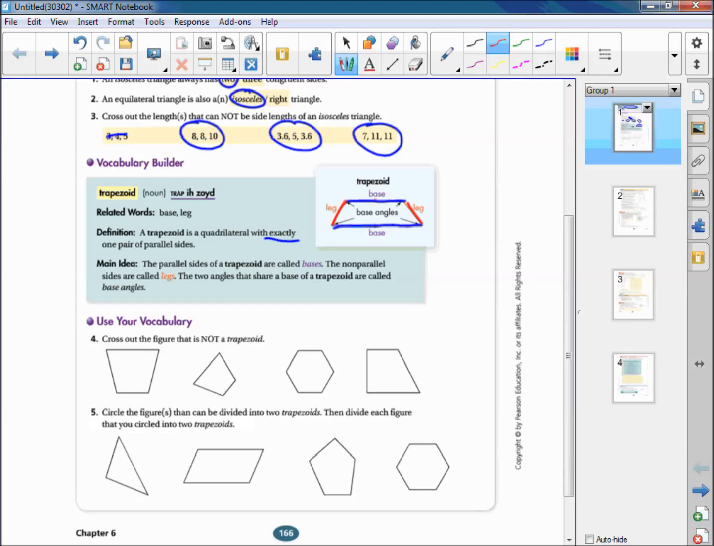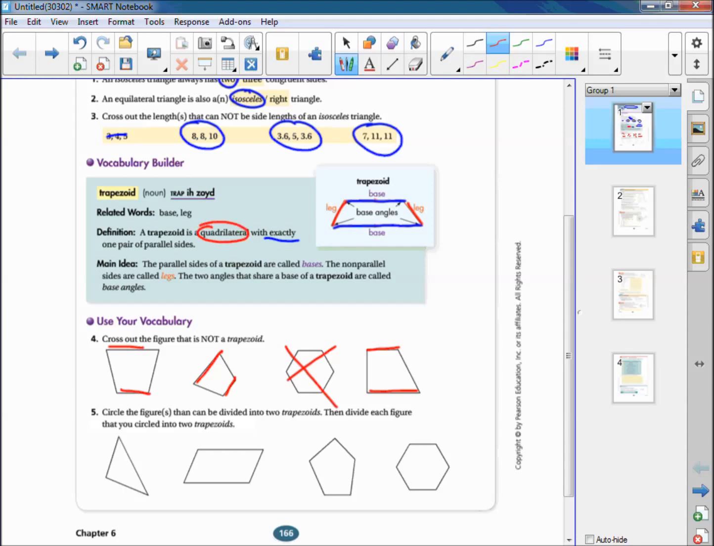So cross out the figure that is not a trapezoid. So let's see. This guy's a trapezoid. We have these two lines being parallel. This guy's a trapezoid. We have these two lines being parallel. The last one is a trapezoid. We have these two lines being parallel. And this one's not a trapezoid, not because we don't have opposite sides parallel, but because it's not a quadrilateral.